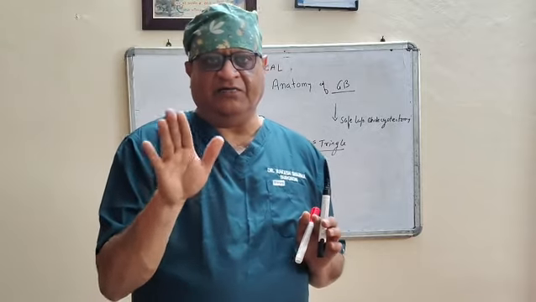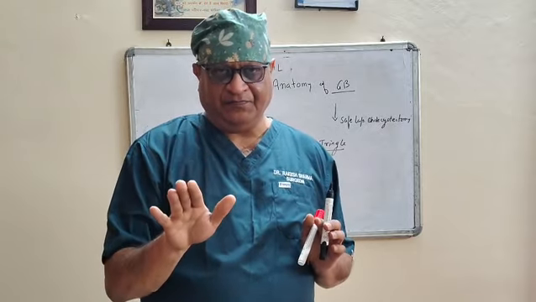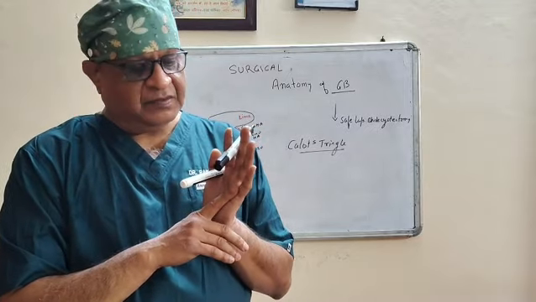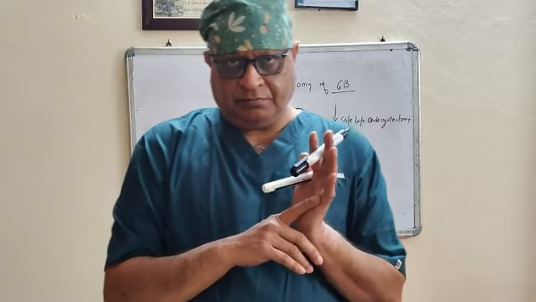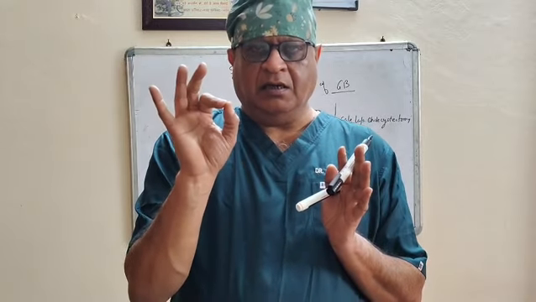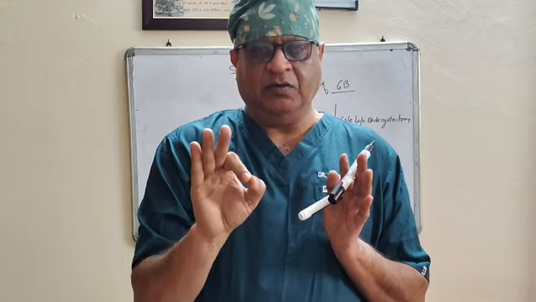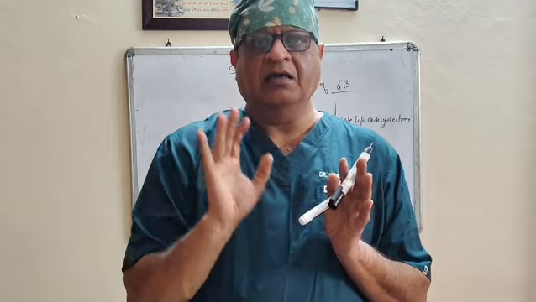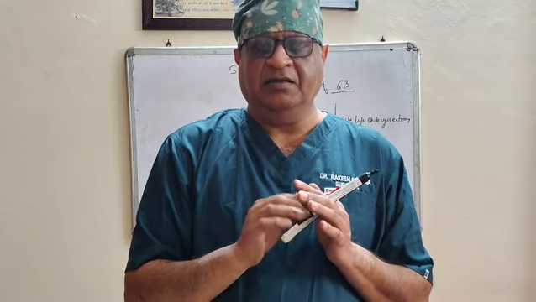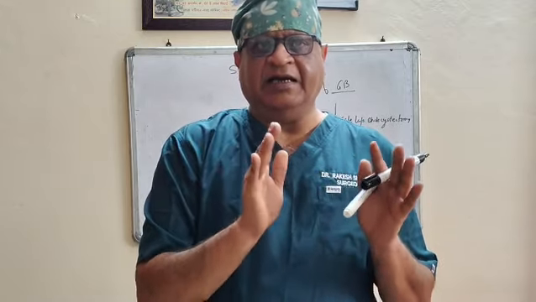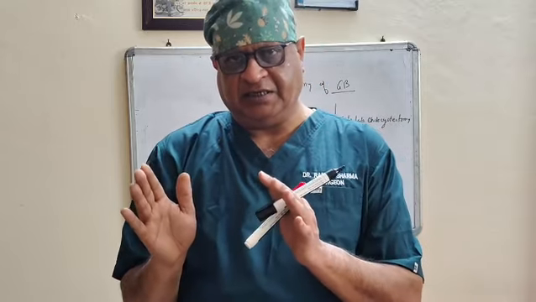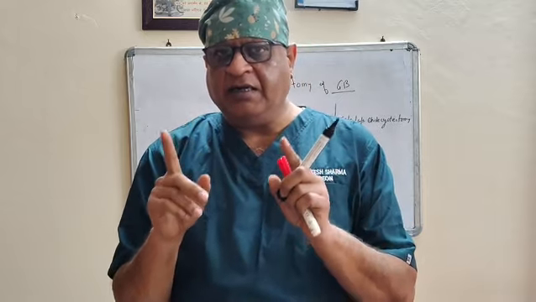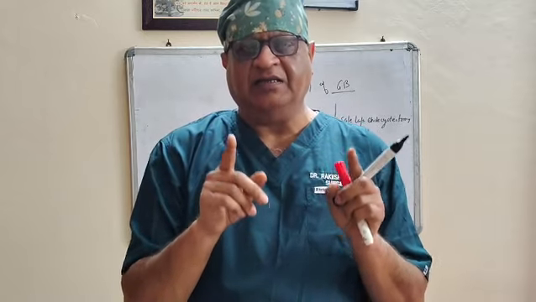The critical view of safety was given by Strasberg in 1995. There are 3 components of the critical view of safety. First, all the fibrofatty tissue or connective tissue should be cleared in the hepatocystic triangle so that we can clearly identify the cystic artery and cystic duct. Second, 2 and only 2 tubular structures entering the gallbladder.